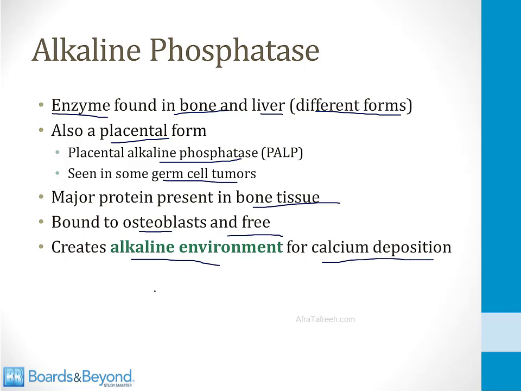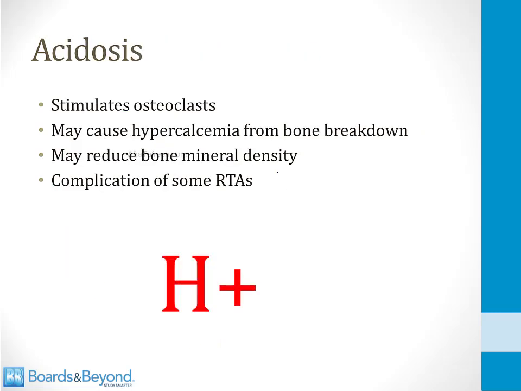The osteoblast creates a high pH alkaline environment around the cell, and that makes a favorable environment for calcium to settle out and form crystals of hydroxyapatite in bone. And if you can remember that an alkaline environment is favorable for bone formation, that's an easy way to remember that acidosis is bad for bone formation. An acidotic environment is unfavorable for the deposition of calcium crystals. In addition, acidosis stimulates osteoclasts, and you can see hypercalcemia as a complication of chronic acidosis from bone breakdown.